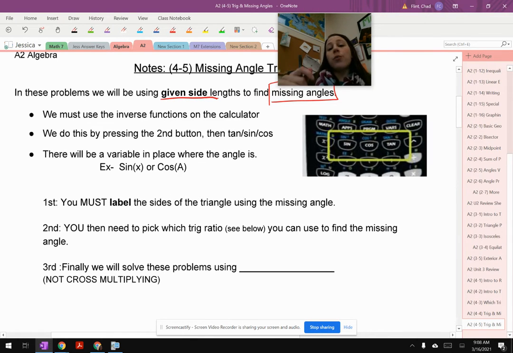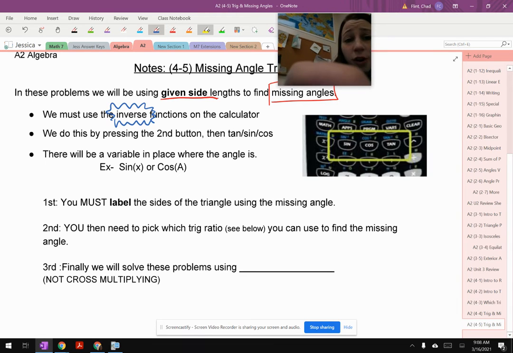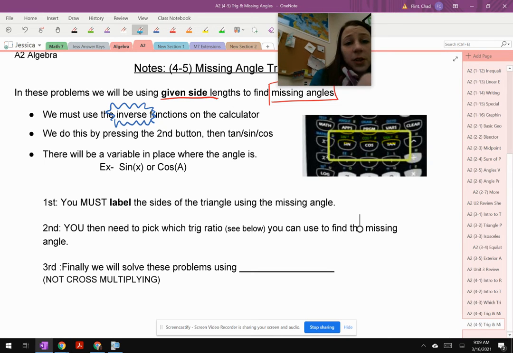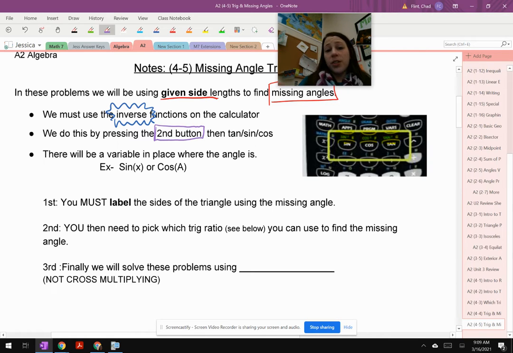Because when we have sine or cosine or tangent of an angle, we know that angle. So to go backwards to find the missing angle, we need to use the inverse sine, cosine, tangent functions, which are just the second functions right above the sine, cosine, and tangent buttons. So again, that's what this says right here, that you're going to be using the second button when you're pressing either your tan.